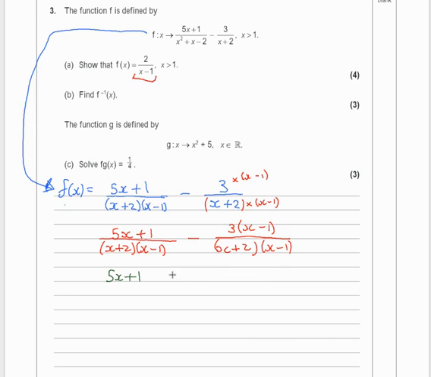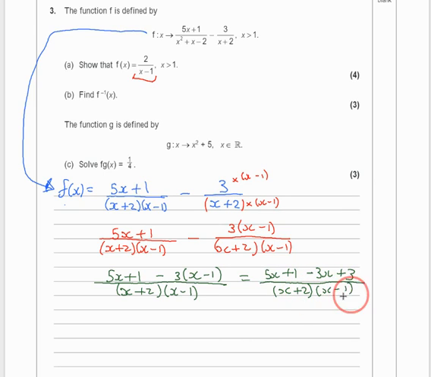5x plus 1, or let me combine the fractions first, minus 3 lots of x minus 1. So that's me adding the fractions now, over x plus 2 times x minus 1. And then that equals 5x plus 1 minus 3x minus 3 multiplied by minus 1 is plus 3. I have seen bloodbaths of mistakes at this stage. Do not be one of those people. Over x plus 2 times x minus 1.